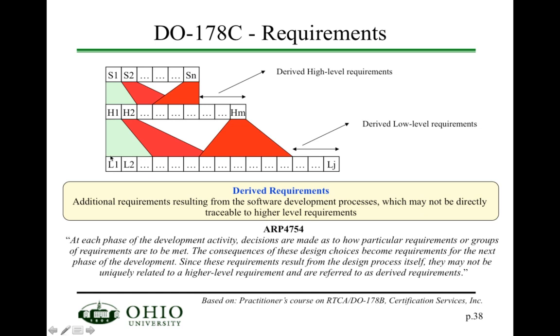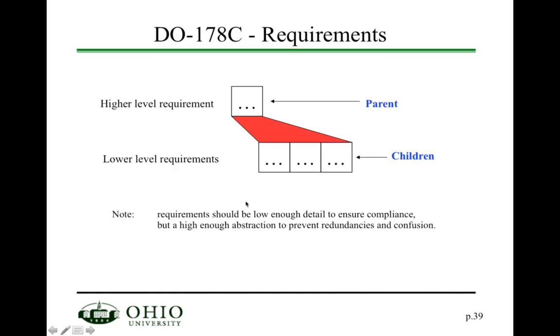I can now say that L1 through L2 can be traced back to H1. At the same time, H1 can be traced back to L1, L2, etc. Since H1 and H2 can be traced back to the system requirements, there's traceability, and traceability goes two ways. S1 is traceable to H1, H2. H1, H2 is traceable to this first system requirement. So we refer to this as traceability.